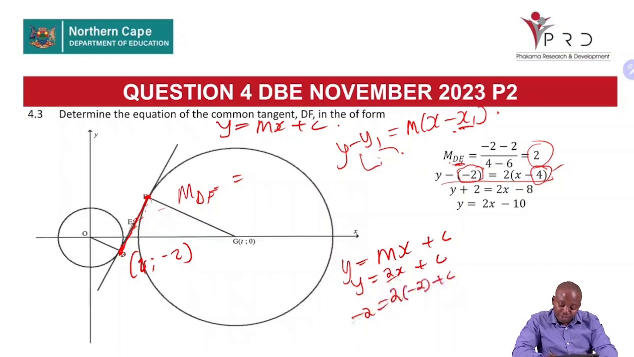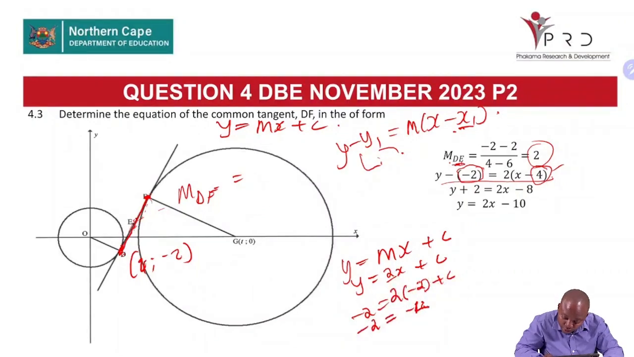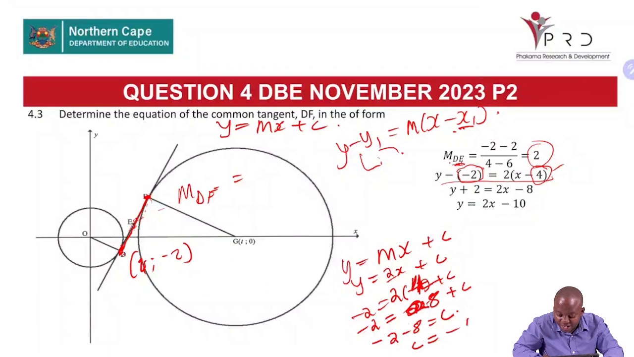Then what do we now see? We see -2 equals 2 times the x value. Oh, the x value is 4 there. It's positive 4, not negative 4. 2 times 4 is 8, plus c. Transposing, -2 minus 8 is equal to c. So c will be -10.